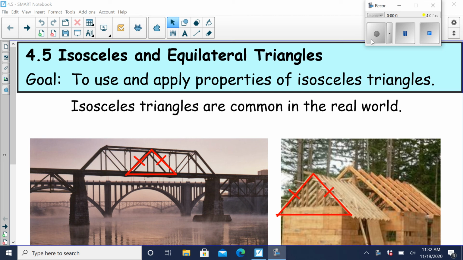Okay, so today we're going to talk about isosceles and equilateral triangles. The goal for today says to use and apply properties of isosceles triangles. So isosceles triangles are common in the real world. If you look at this diagram right here, it's got a bridge with an isosceles triangle on there, and then there's a diagram with a house that has an isosceles triangle on the roof, so in the trusses.